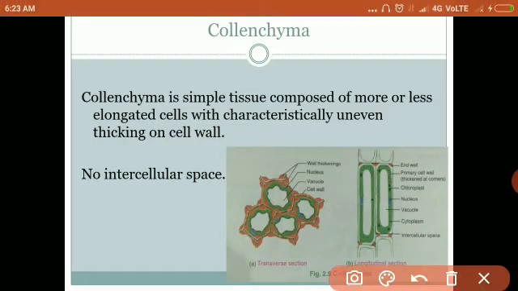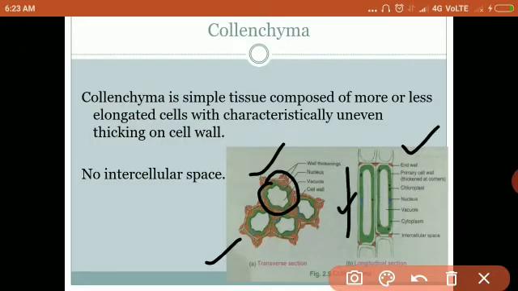Okay, so you can see the cell walls in this picture. This is the cell wall. It is thickened. Thickened means thick, but the thickening is not even everywhere. Uneven thickening is there. This is a transverse section. If you look from upward, it looks like this, and when you cut it lengthwise in a longitudinal section, it shows that cells are elongated. You can see lengthy cells are there, and there is no intercellular space. As you can see in the figure, there is no intercellular space in collenchyma.